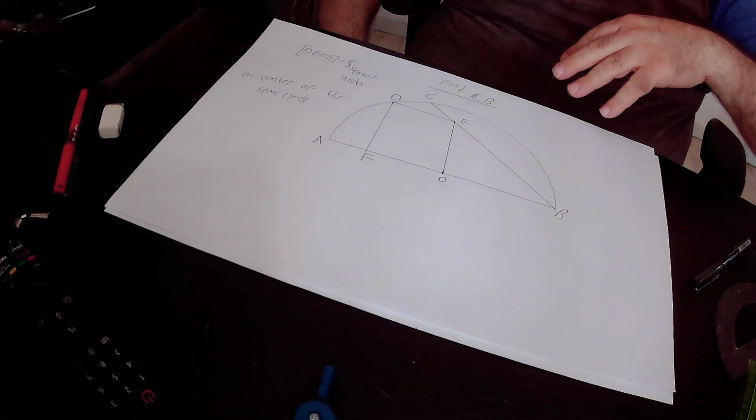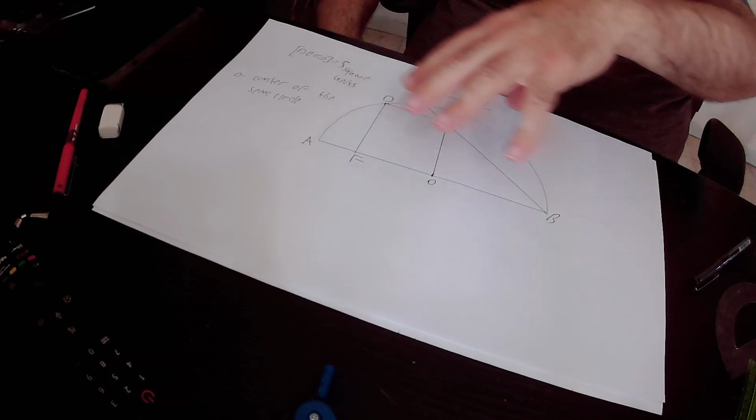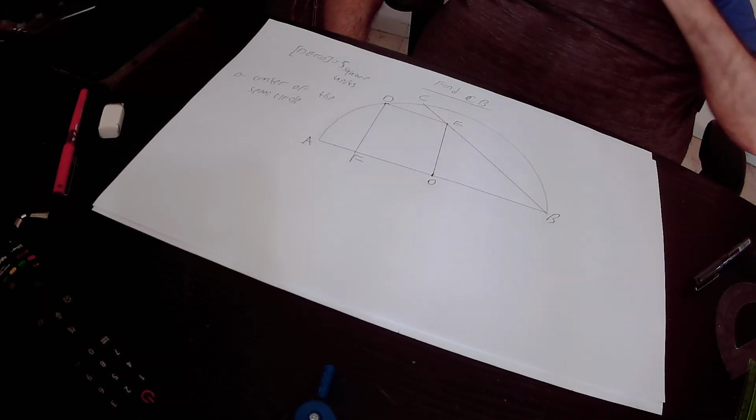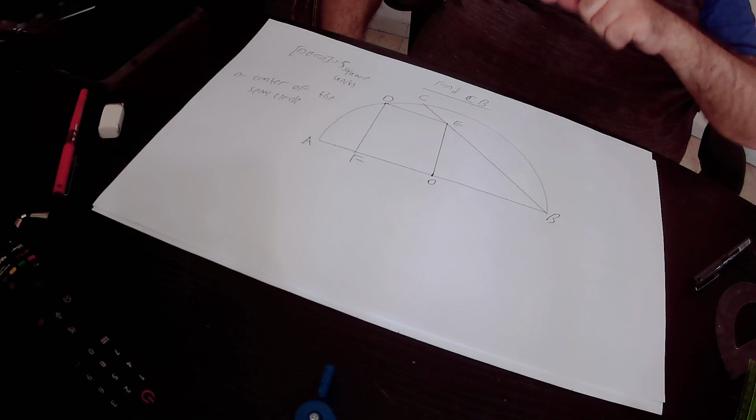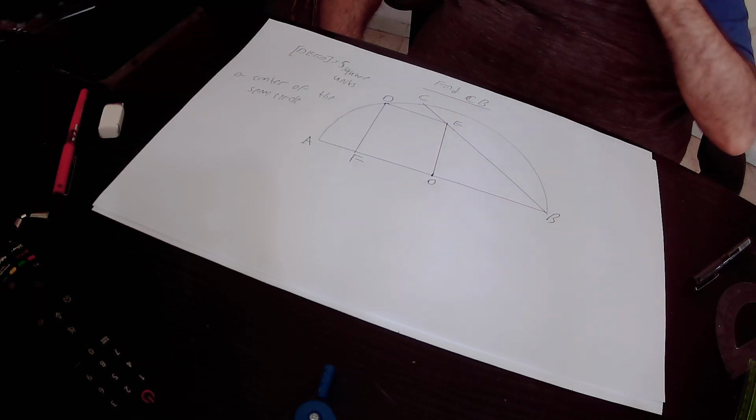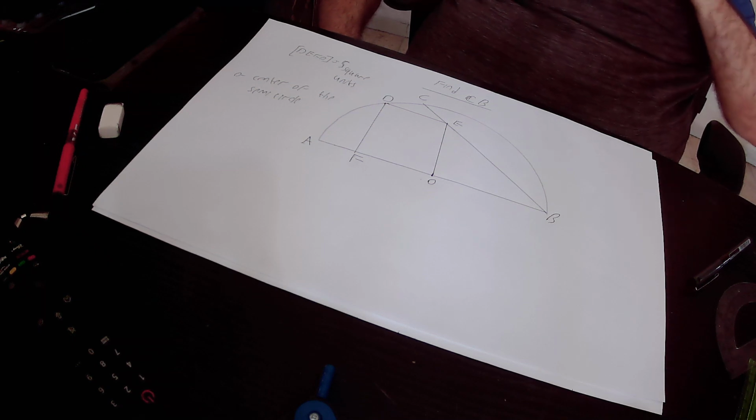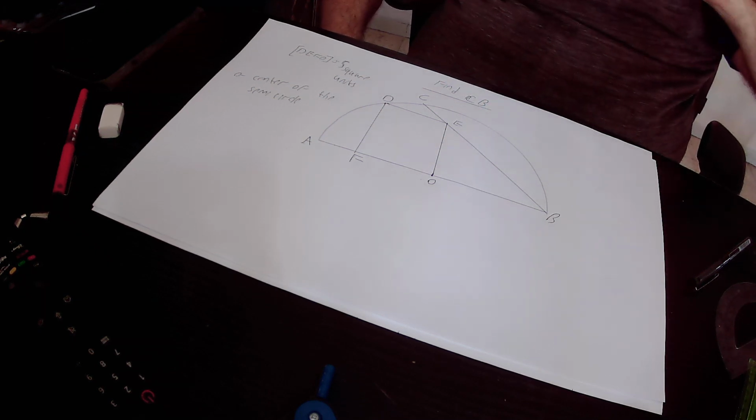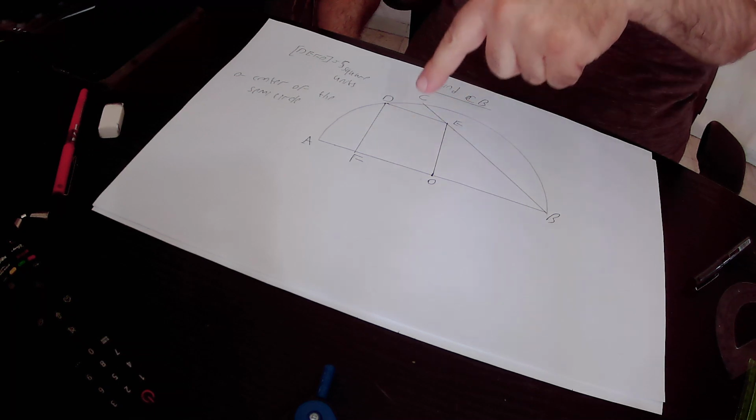Hello, in this lecture we will find out the length of chord CB. In the drawing we have a semicircle. We know that the center of this semicircle is at this point, point O, and inside the semicircle we have square DEFO.